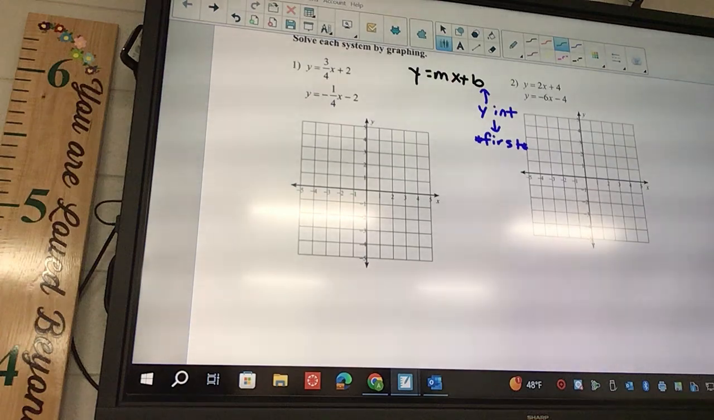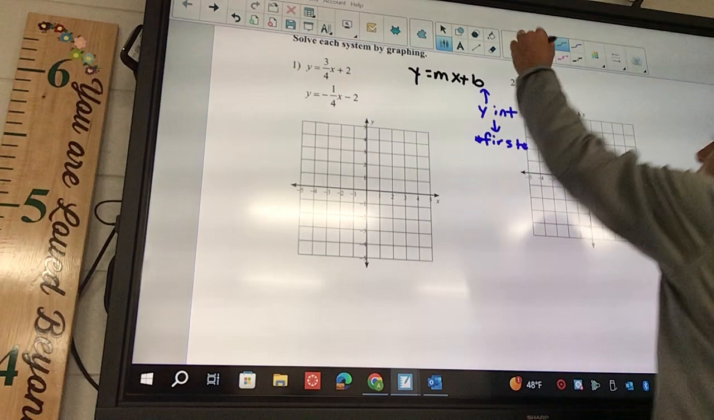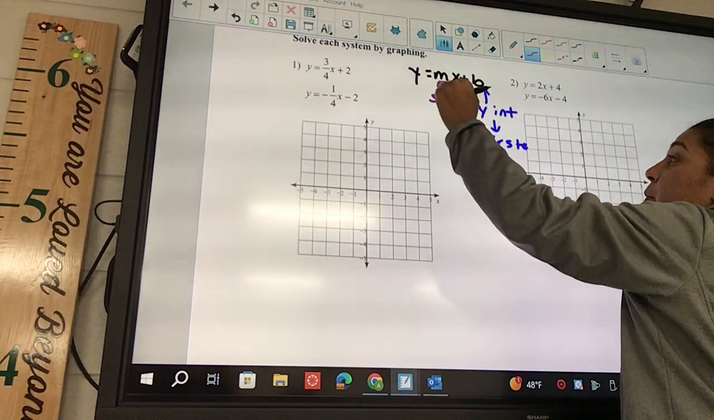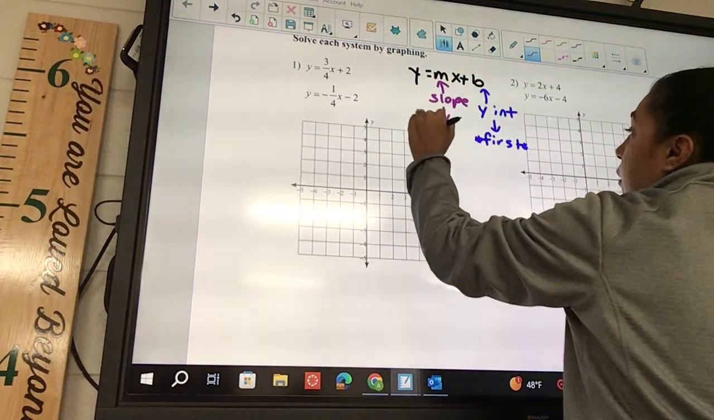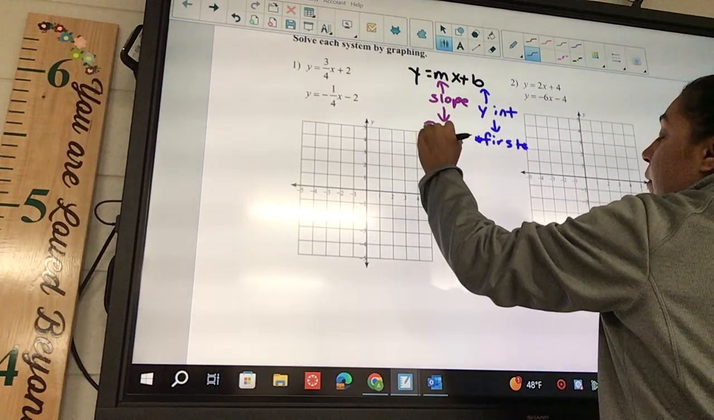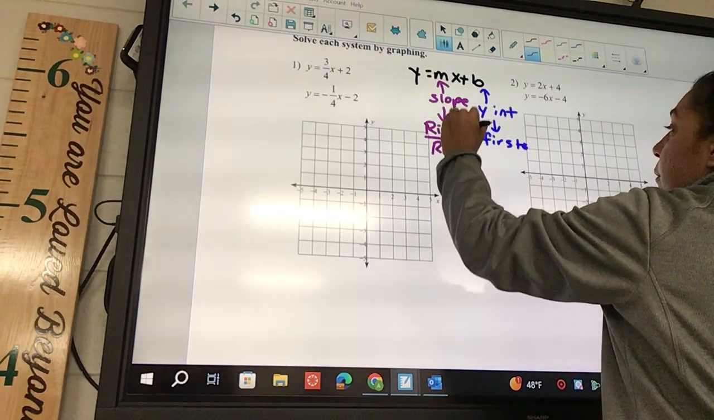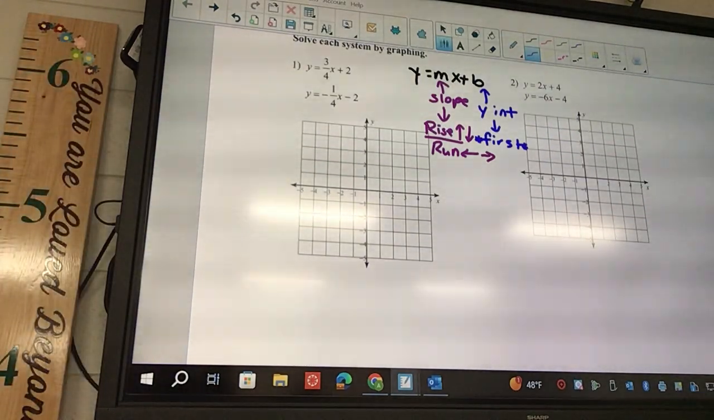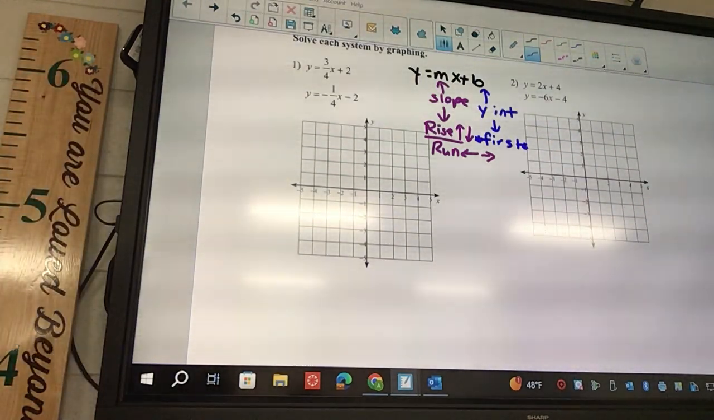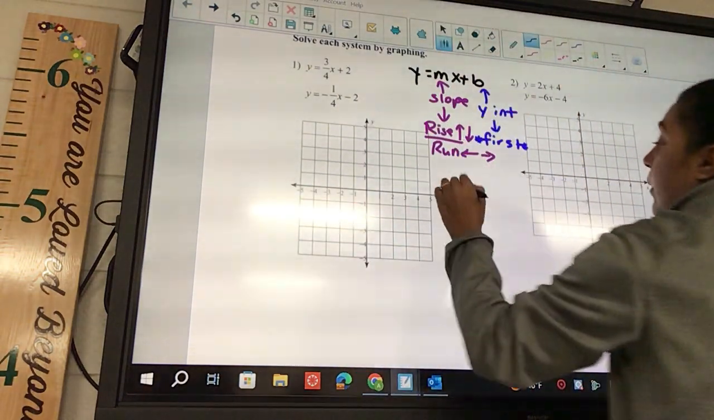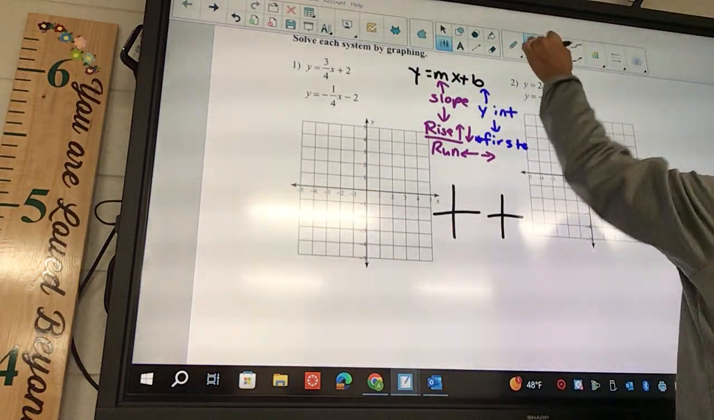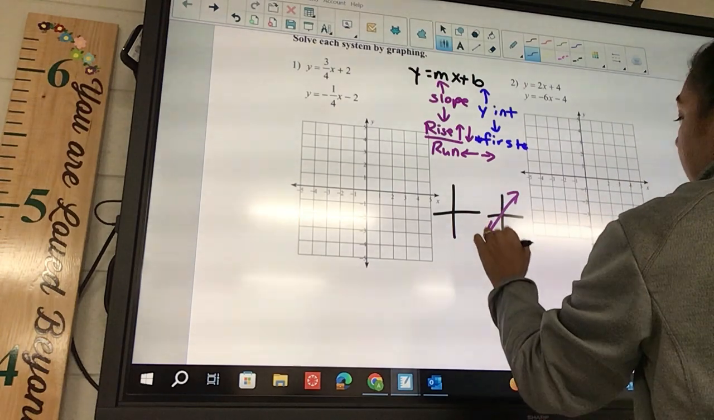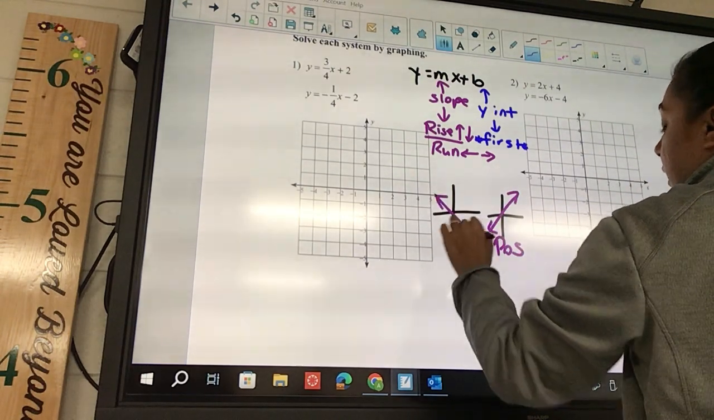Okay, and obviously you can use this on your test, so take good notes if you need them. Okay, the m is our slope, our rise over run. That's how much we either go up or down, or left or right. And then the last part of this that most people mess up on is which ones are negative and which ones are positive. So if it's going this way, it's a positive. If it's going this way, it's a negative line.